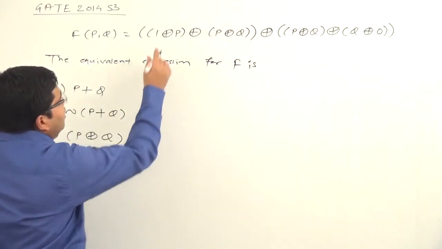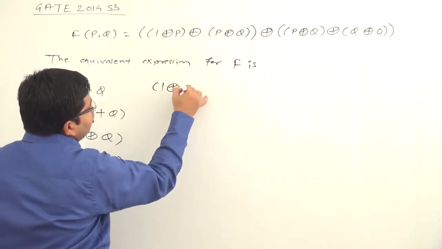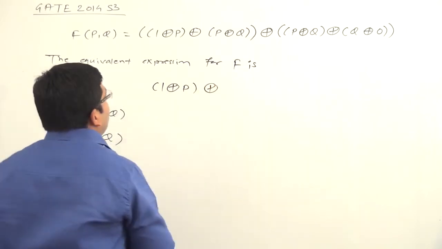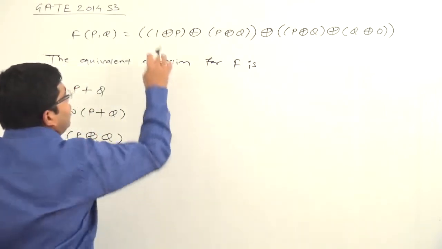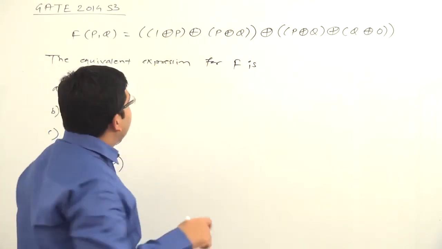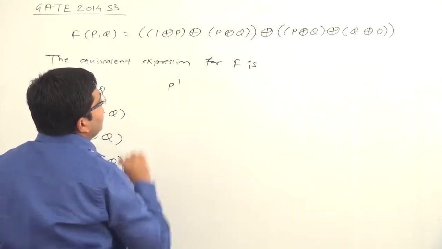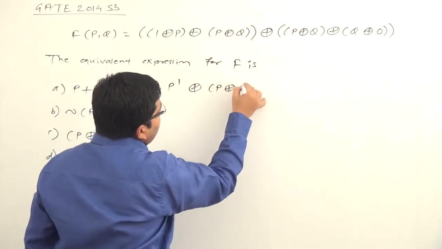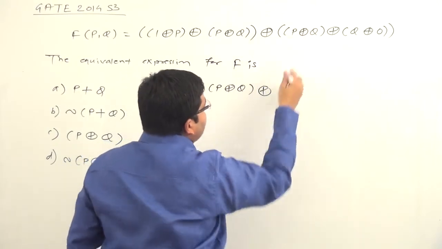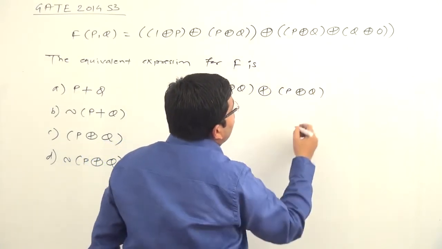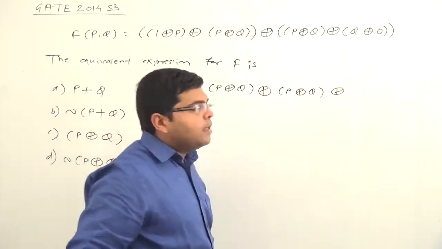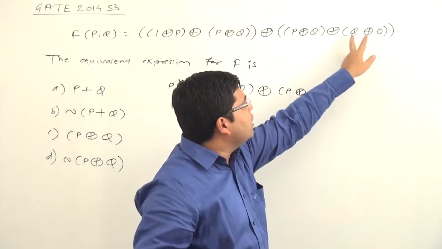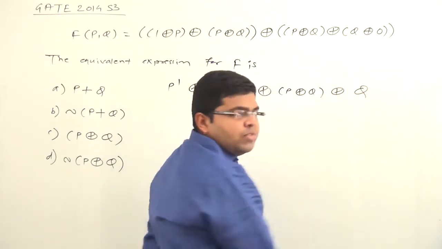So what we are going to do here, we will do 1 XOR P XOR. Now we know that XORing with 1 will complement the variable, and therefore 1 XOR P will become P dash. XOR P XOR Q, XOR again P XOR Q, and then finally XOR Q XOR 0. Now XORing with 0 does not change the variable, and that is why Q XOR 0 will remain Q.